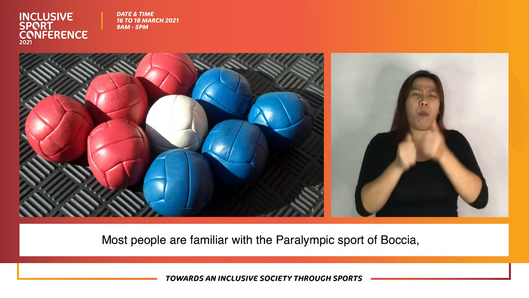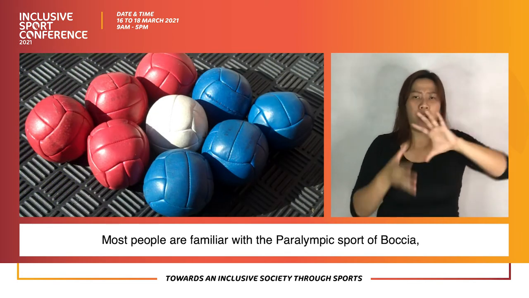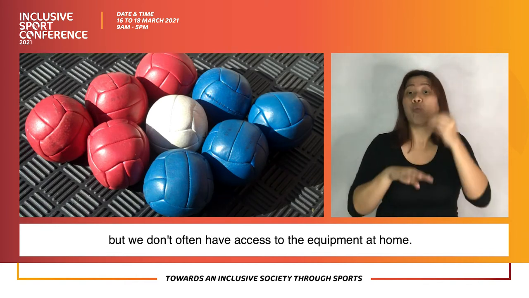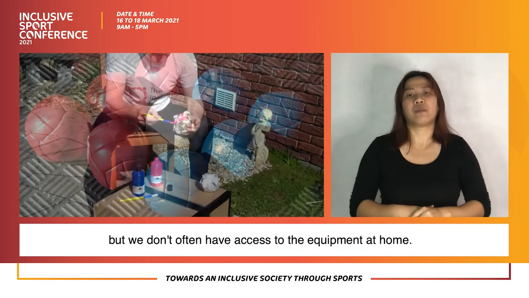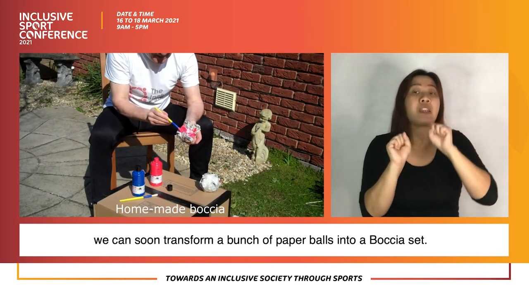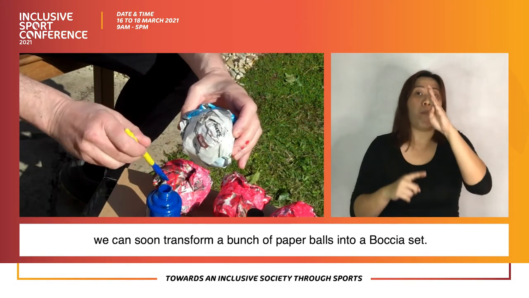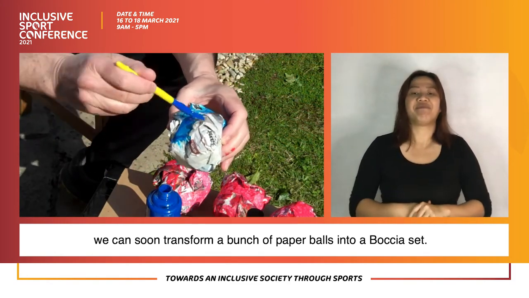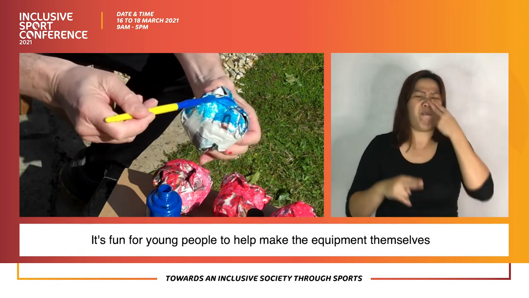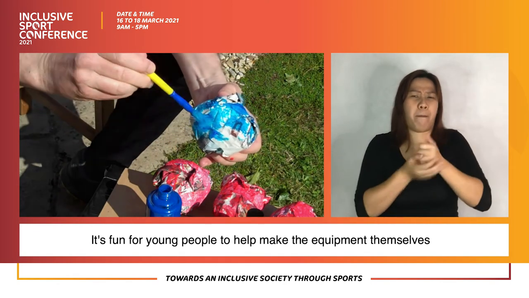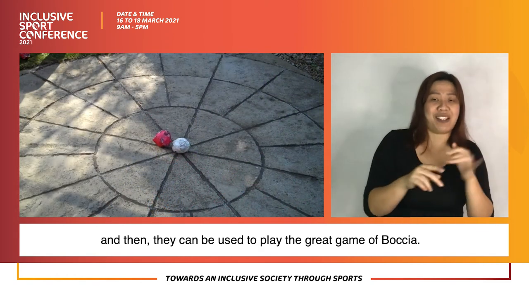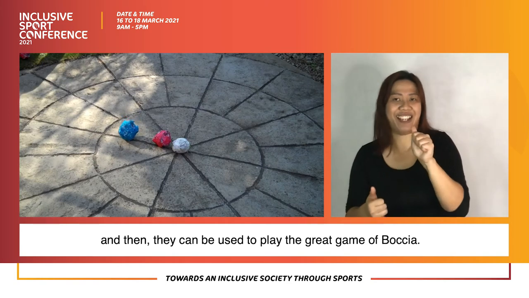Most people are familiar with the Paralympic sport of bocce, but we don't often have access to the equipment at home. But with some cheap poster paint, we can soon transform a bunch of paper balls into a bocce set. It's fun for young people to help make the equipment themselves, and then they can be used to play the great game of bocce.